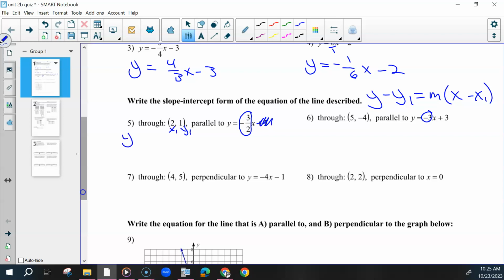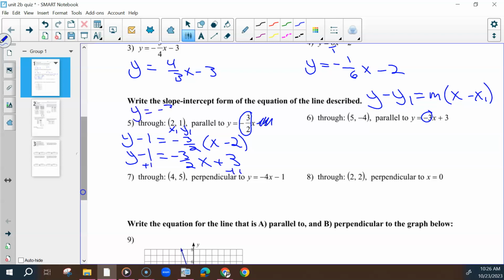So this one would be y minus 1 equals -3/2 times x minus 2. Some of us did this but started to get incorrect things because we weren't multiplying and checking our math. So this should have been y minus 1 equals -3/2x plus 3. If you didn't get a plus there, double check your math. And then add 1, so that our equation was y equals -3/2x plus 4.